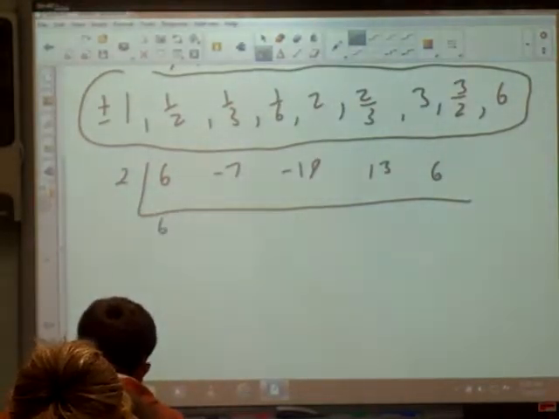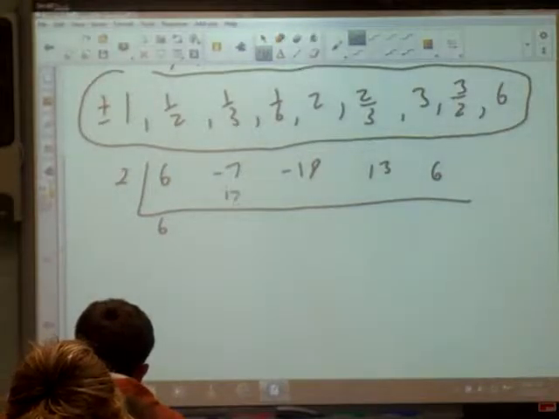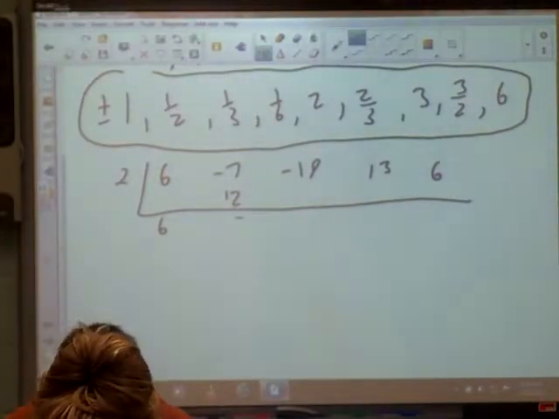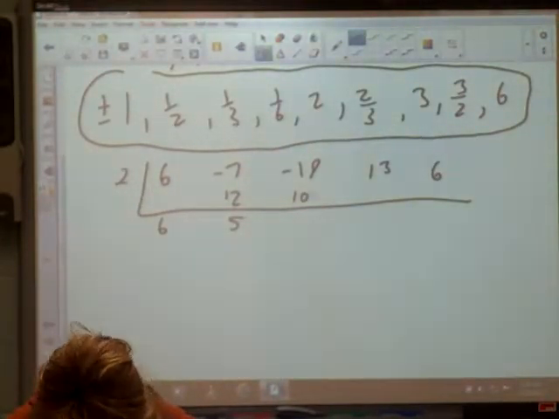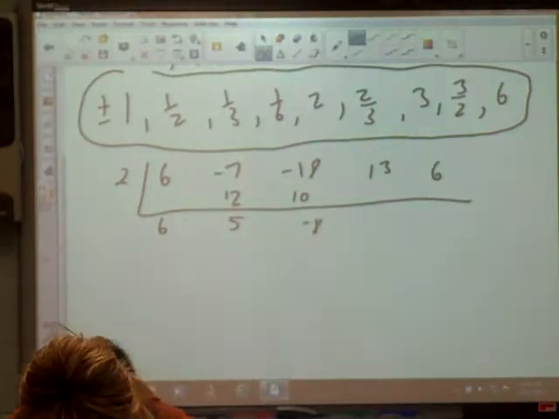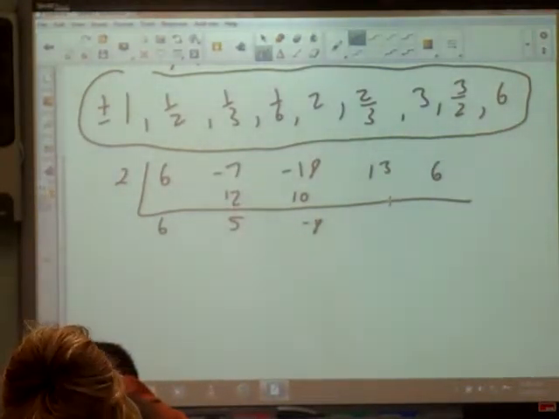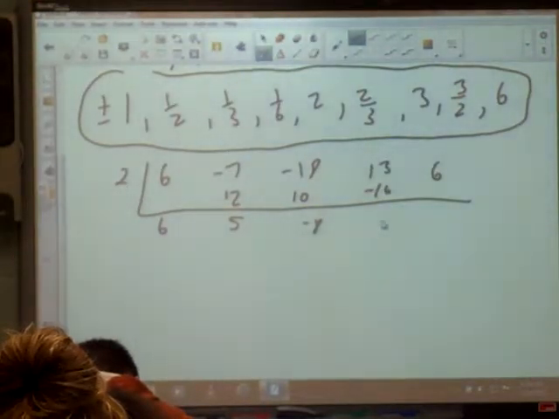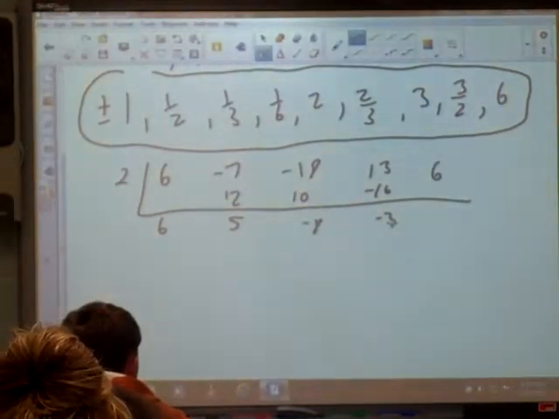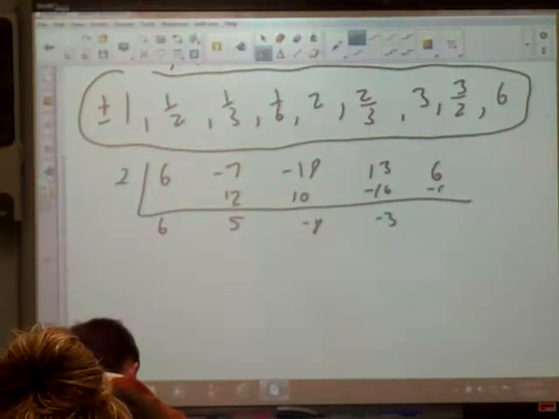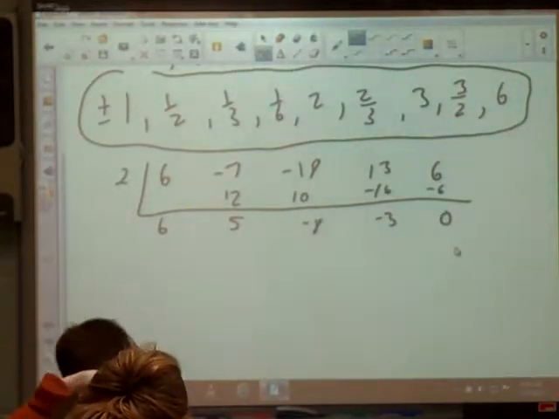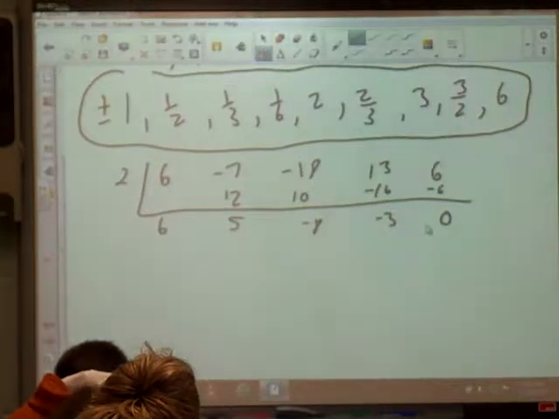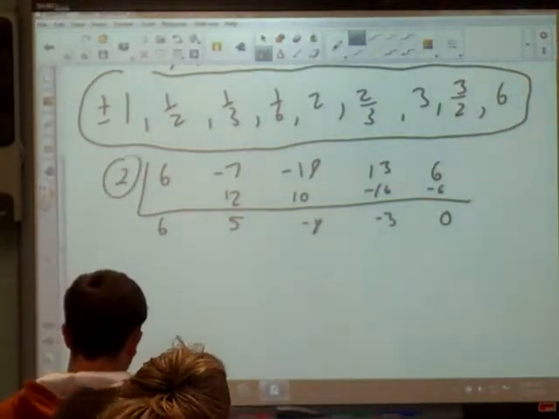Okay, so I drop my 6. 6 times 2 is 12. Negative 7 plus 12 is 5. 5 times 2 is 10. Negative 18 plus 10 is negative 8. Negative 8 times 2 is negative 16. Negative 16 plus 13 is negative 3. Hey, negative 3 times 2 is negative 6. Negative 6 plus 6 is 0. Woo! That doesn't happen very often to me. I'm not a good guesser. Good job, girls, on that.